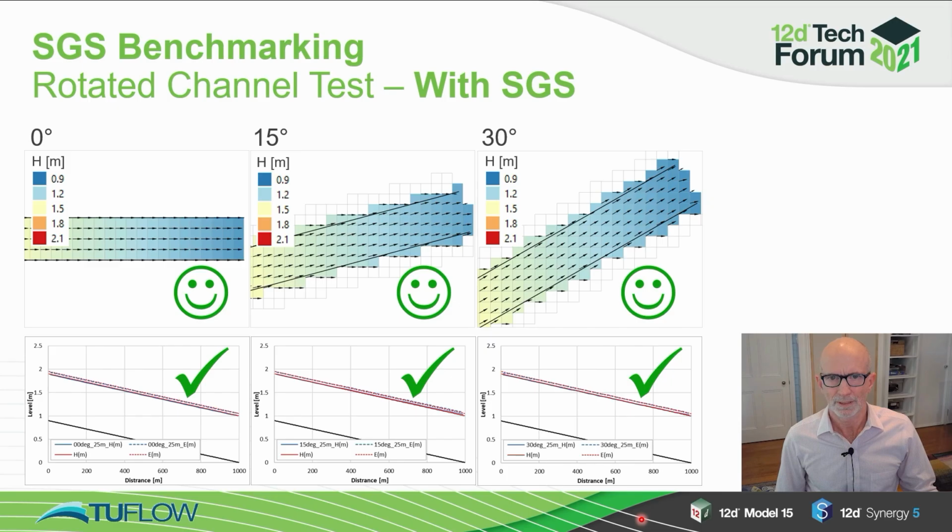And so what we've been seeing is with subgrid sampling, you are getting no dependency on mesh orientation. And that's really, really important, particularly for fixed grids.